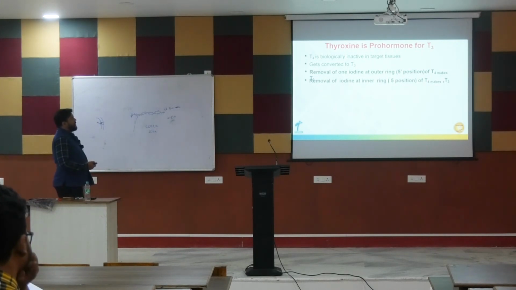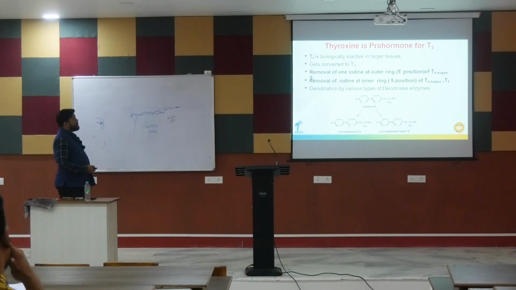And removal of iodine at an inner ring 5 position leads to formation of reverse T3. See, the 3 position, 5 position, 3', 5'. If the outer 5' is removed, it becomes T3, and if the inner 5 position is removed, it becomes reverse T3.